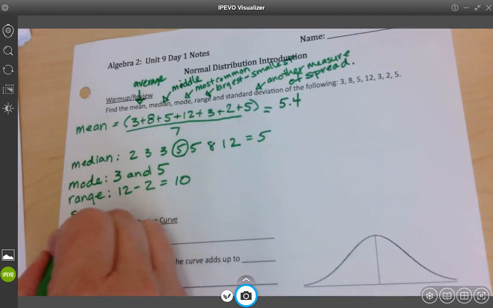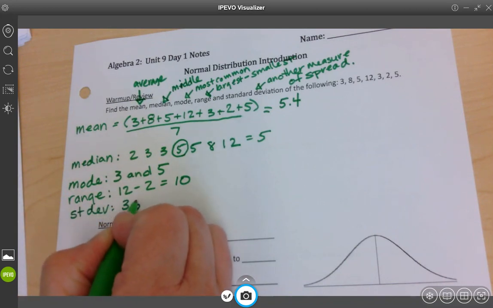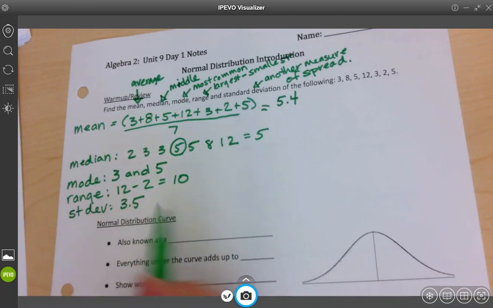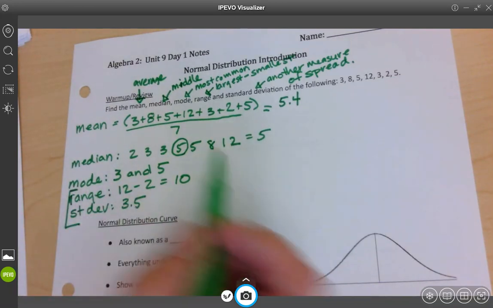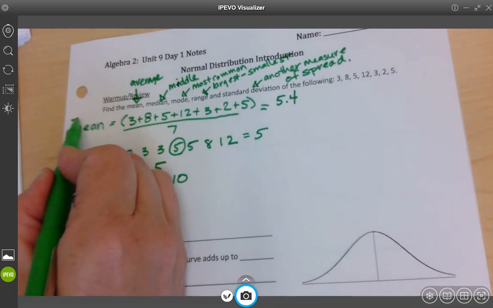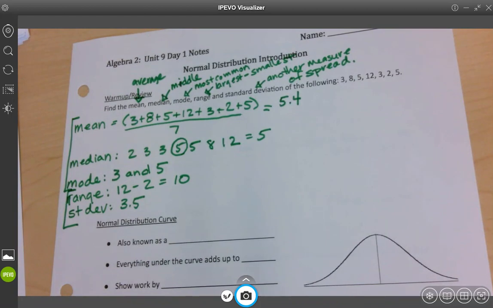So my standard deviation, 3.5. But remember, this standard deviation is a measure of the spread, just like range is a measure of the spread. The mean, median, and mode, those are measures of central tendency. So they do measure different things.